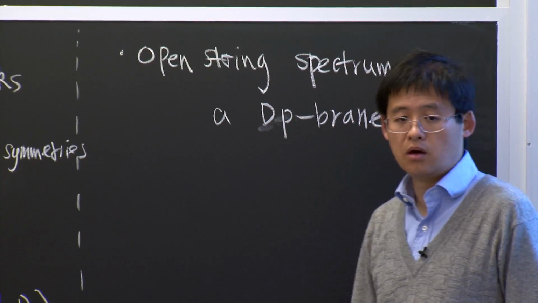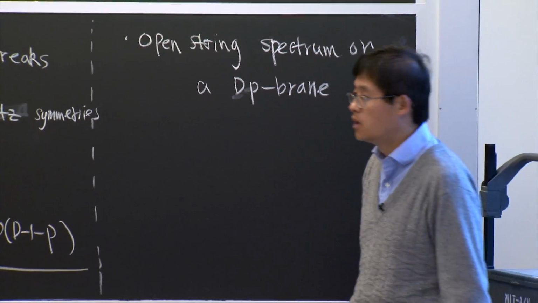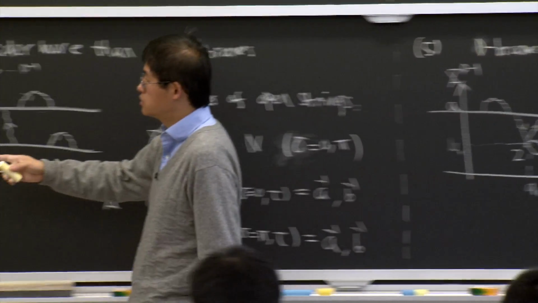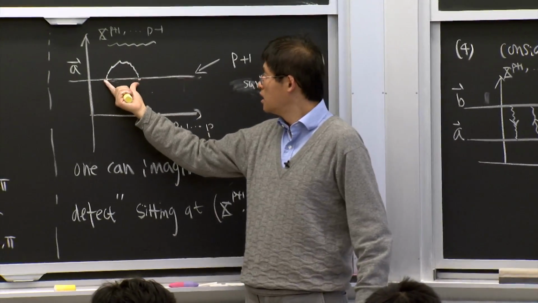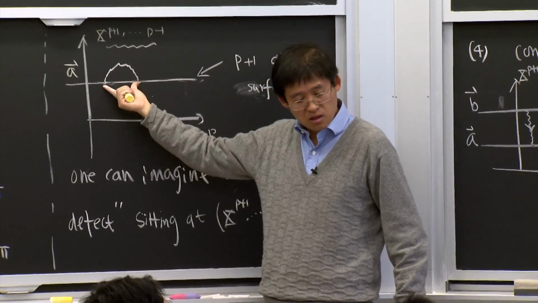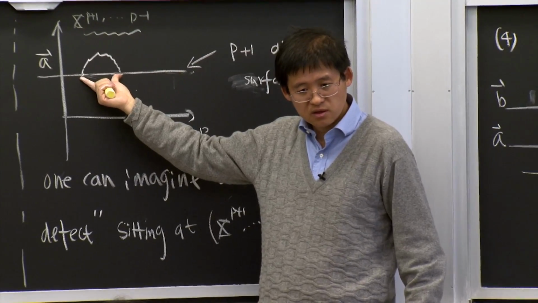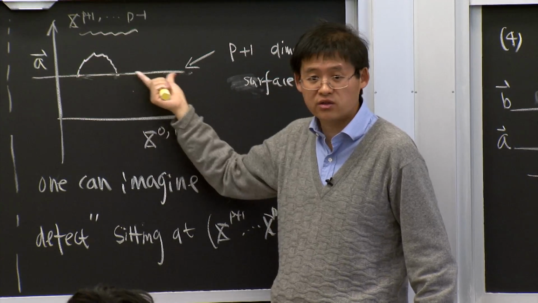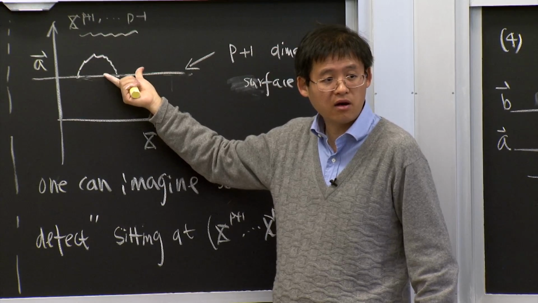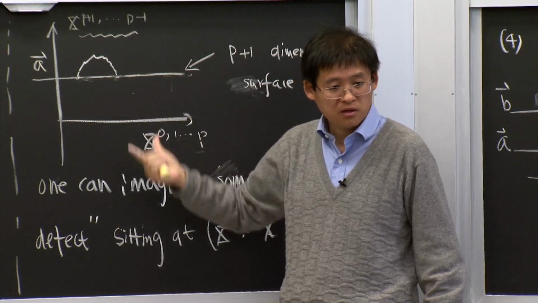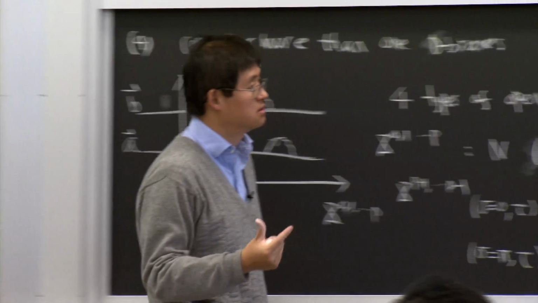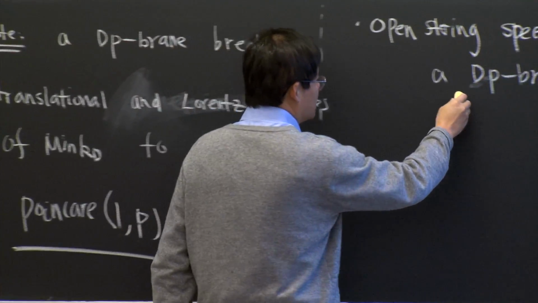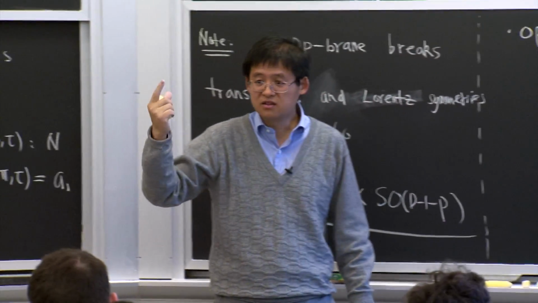Now let's talk about the open string spectrum on the Dp-brane. As you can see already from those pictures, because there is a restriction on their endpoints, those strings can only move along the direction of the brane. So essentially, they can be considered as living on the brane. Those open strings are living on those Dp-branes.